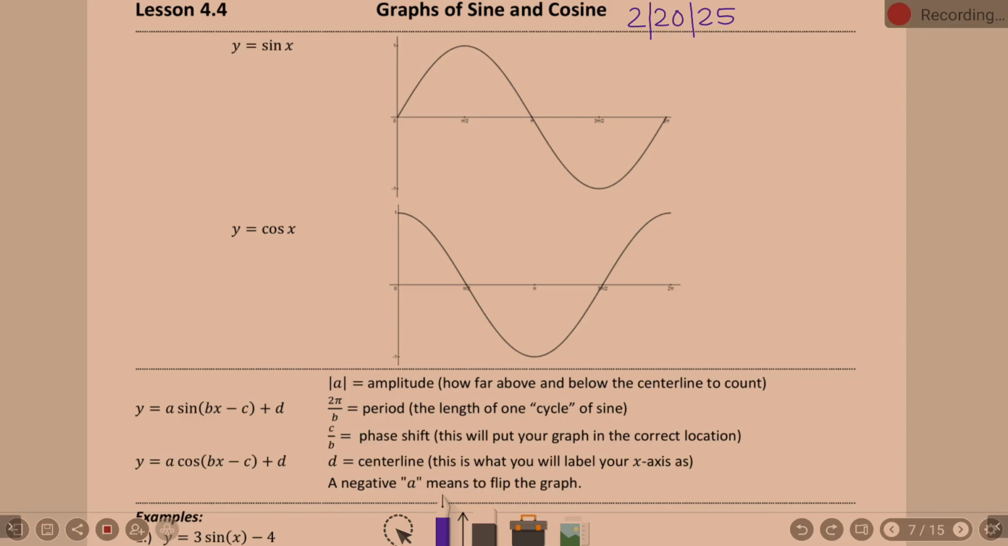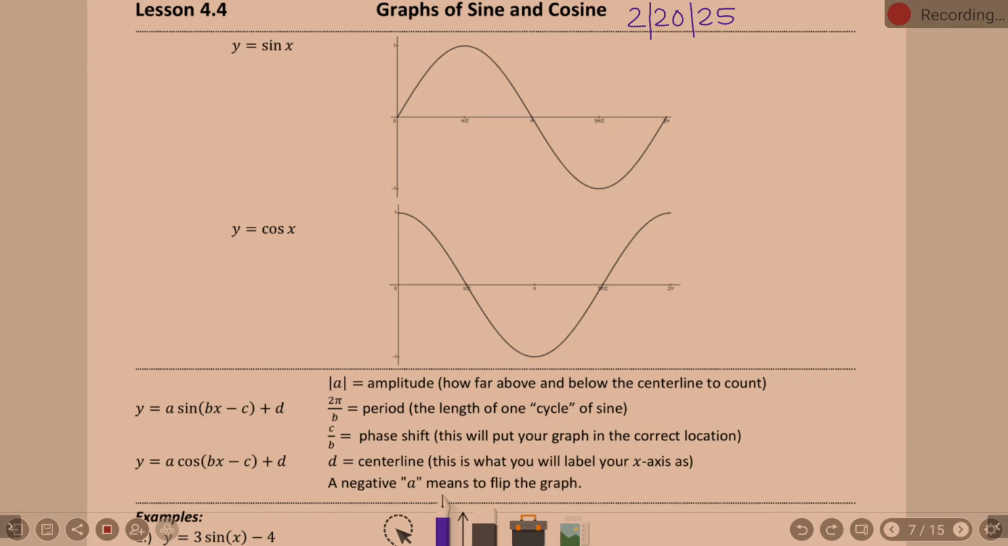Halfway through at pi, it cuts through the x-axis, so it has a 0. Three-quarters of the way through at 3 pi over 2, it has a minimum at -1. And then at the end of the cycle at 2 pi, it cuts back through. So that's the idea of what a cycle of sine looks like. Again, it doesn't end right there at 0 and 2 pi. It keeps going on forever, up and down. It's what we call an oscillating graph.